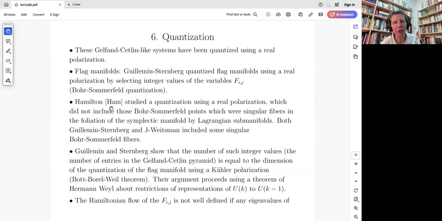Mark Hamilton, who was a joint student of myself and Yael Karshon, studied a quantization using a real polarization, which did not include those Bohr-Sommerfeld points, which were singular fibers in the foliation of a symplectic manifold by Lagrangian submanifolds. Both Gelfand and Sternberg, and Jonathan and I, needed to include some singular Bohr-Sommerfeld fibers. This makes a difference in the quantization.